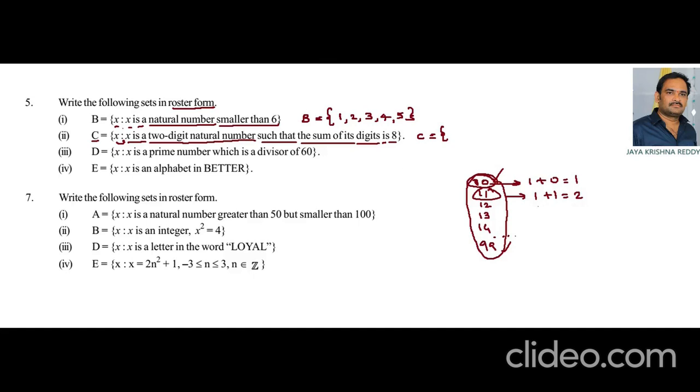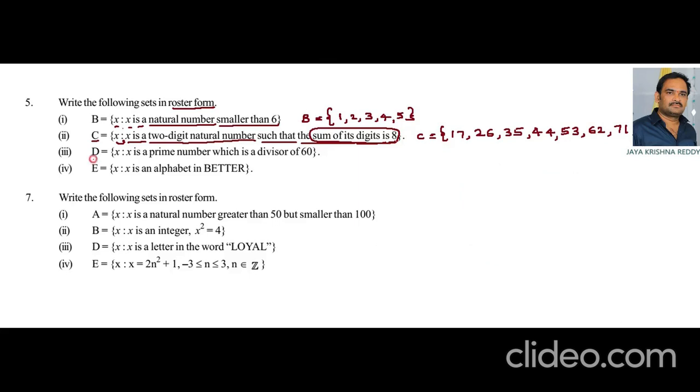Okay, in the same way you have to select the numbers whose sum of digits should be 8. So the numbers are 17, 1 plus 7 is 8, like that. 26, 2 plus 6 is 8. 35, 3 plus 5 is 8. 44, 4 plus 4 is 8. 53, 5 plus 3 is 8. 62, 6 plus 2 is 8. 71, 7 plus 1 is 8. 80, 8 plus 0 is 8. So these are the elements of the given set.